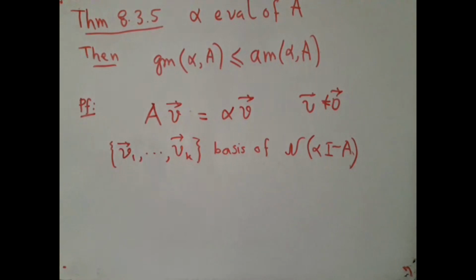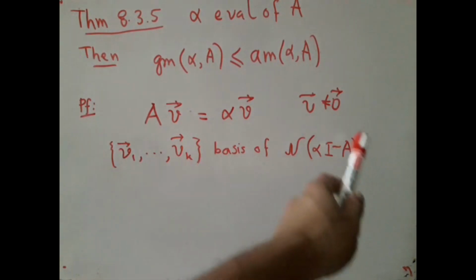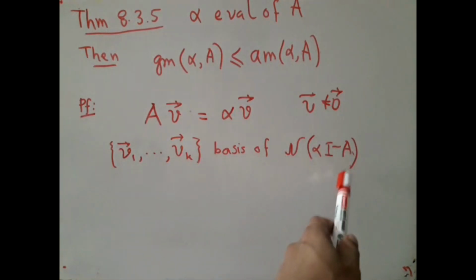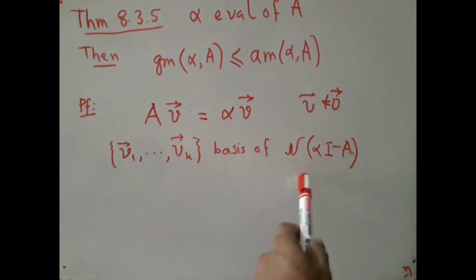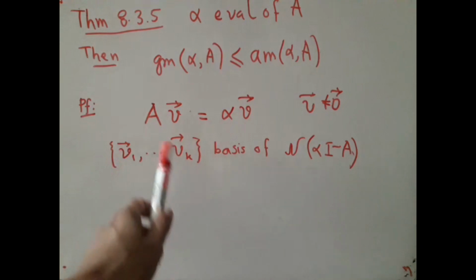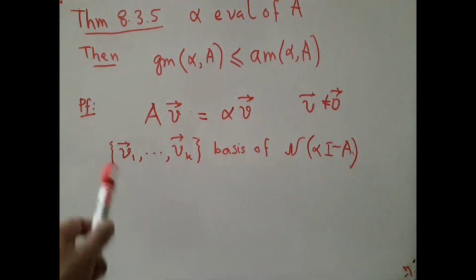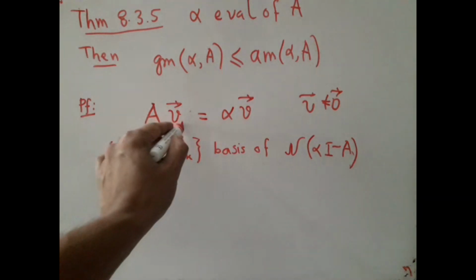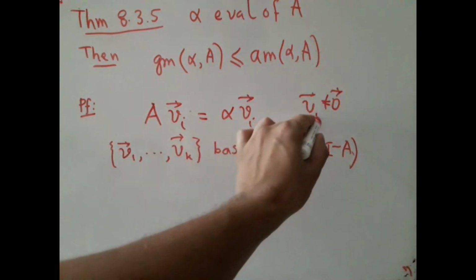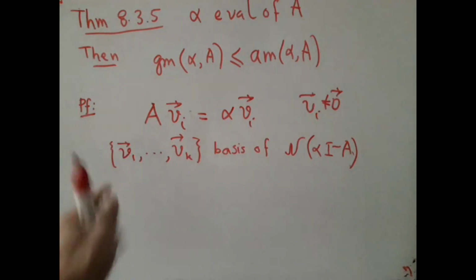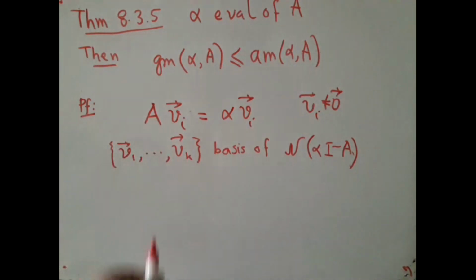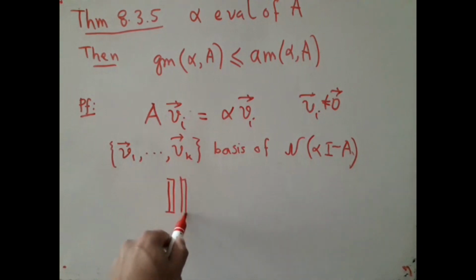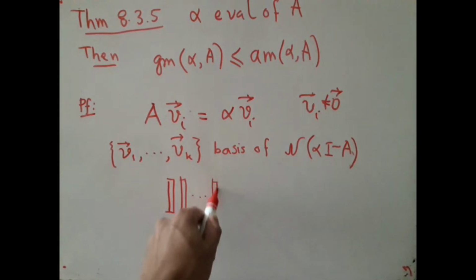V1 to Vk form a basis of the eigenspace of alpha with respect to A, which is nothing but the null space of alpha I minus A. So each of these satisfies this relationship and they are also linearly independent. Now, since I have these for all i, I can stack them side by side. So I have V1, V2, etc., up to Vk.